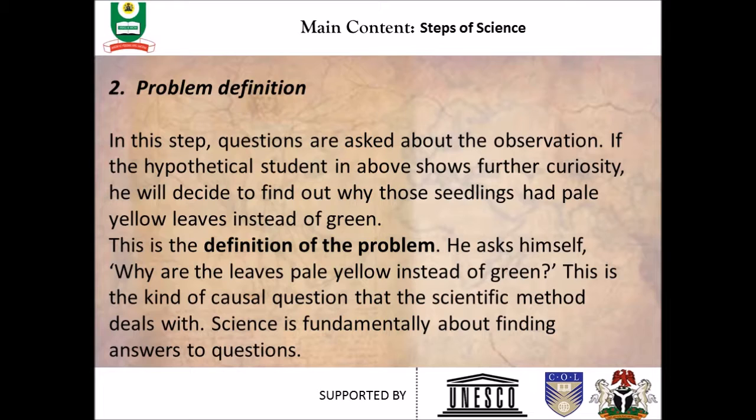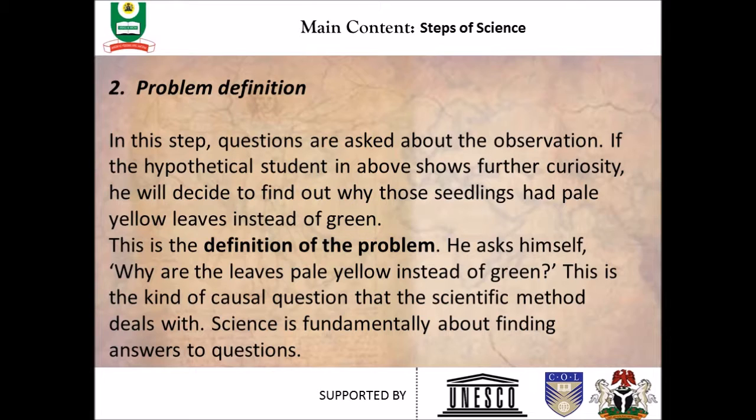Problem definition. In this step, questions are asked about the observation. If the hypothetical student in our previous example shows further curiosity, he will decide to find out why those seedlings had pale yellow leaves instead of green. This is therefore the definition of the problem. He asks himself, why are the leaves pale yellow instead of green?